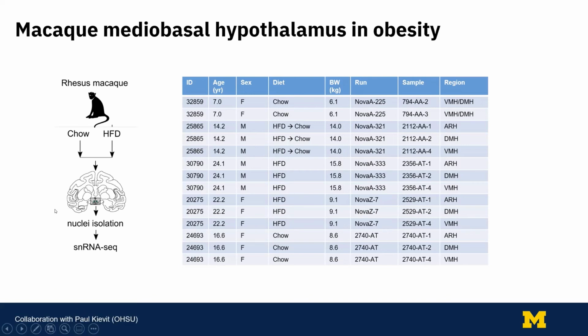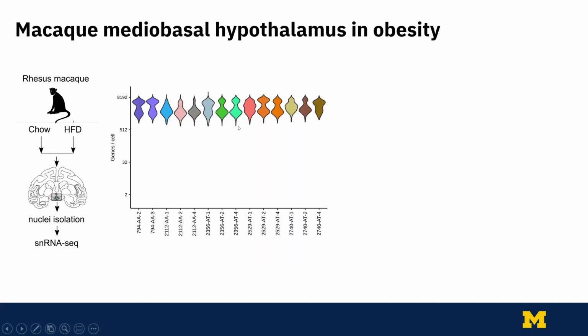So in collaboration with Paul Kivett, we have been using tissue from macaques that were maintained on either a chow or high-fat diet. Paul's group has obtained tissue samples from the brain bank and microdissected either the arcuate, VMH, or DMH. And you can see here we have a few animals covering a wide variety of ages, sexes, and body weights, so our analysis would not be biased to some small set of animals. Now, we have run essentially 15 samples here. You can see we get great depth from these brain bank samples.